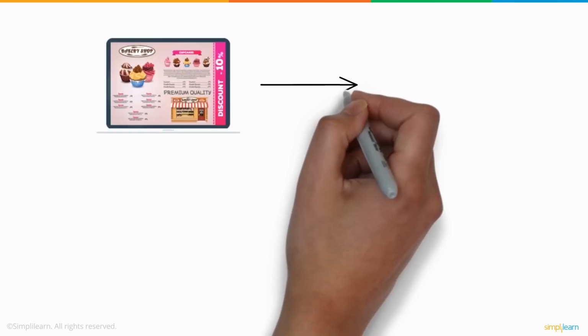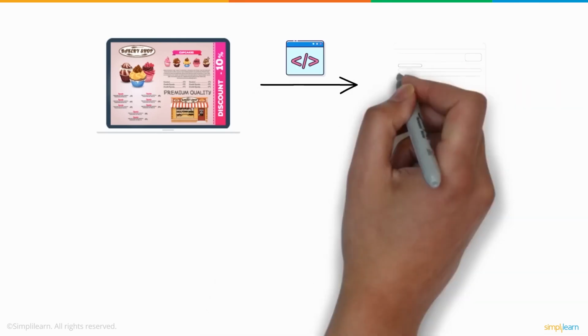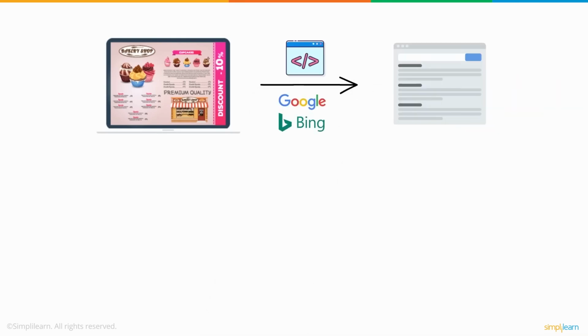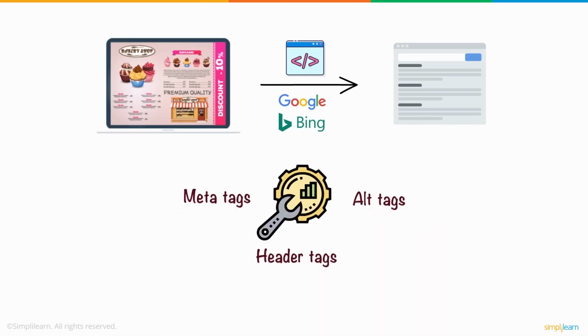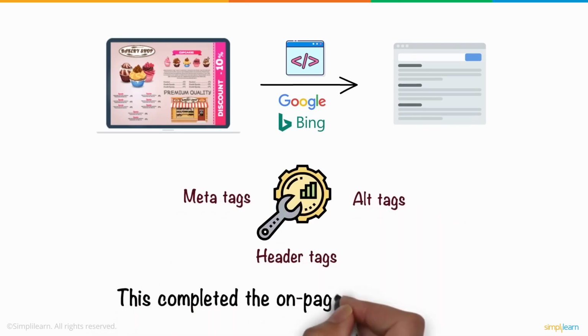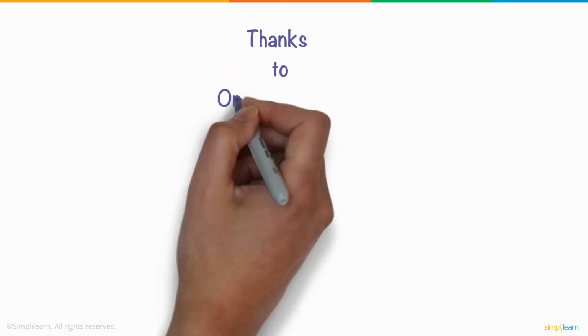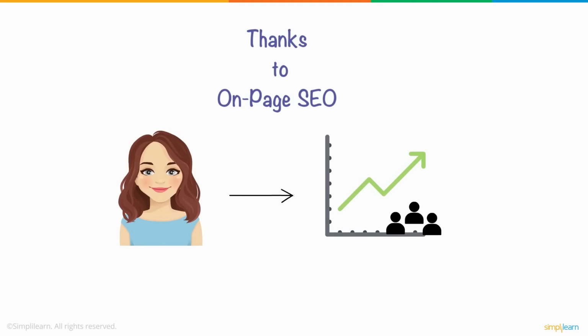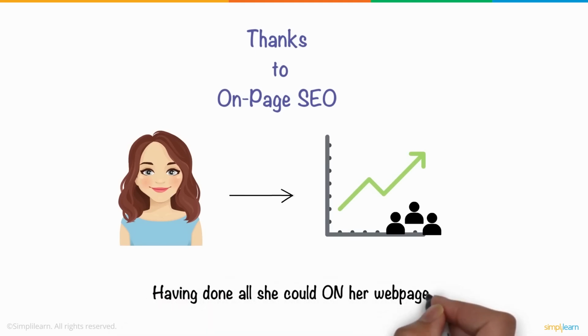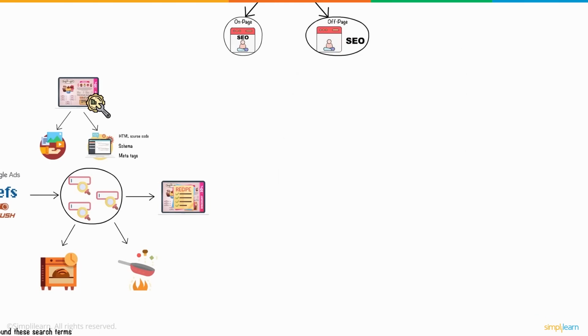After this, she moved to the website meta content that search engines display when her blog appears in search results. She optimized the meta tags, alt tags, header tags, and more. This completed the on-page aspect of SEO. Thanks to this, she saw a significant increase in the number of visitors coming to her page. Having done all she could on her webpage, she now decides to explore what could be done off-page to improve her page's visibility on search engines.